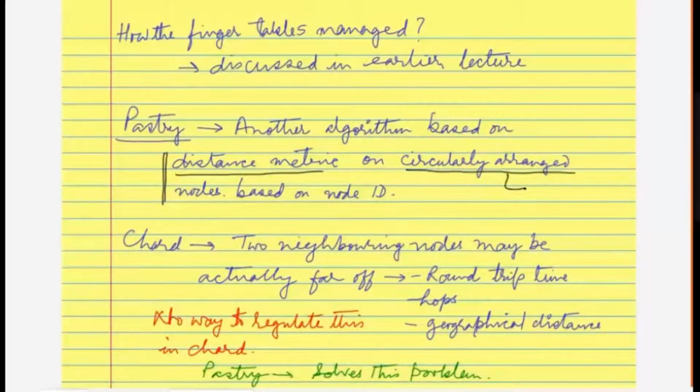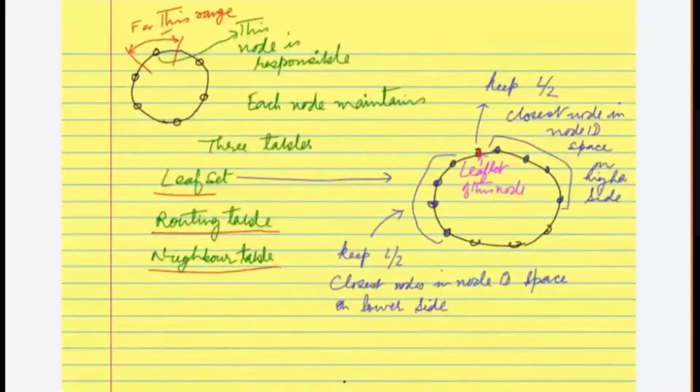This is the same thing as what happens in Chord. The arrangement is still circular, and two neighboring nodes may actually be far off in the case of Chord, even in terms of round trip time or hops or geographical distance. This cannot be handled in Chord, but Pastry can do it, as I mentioned earlier. So let's see how it does that.